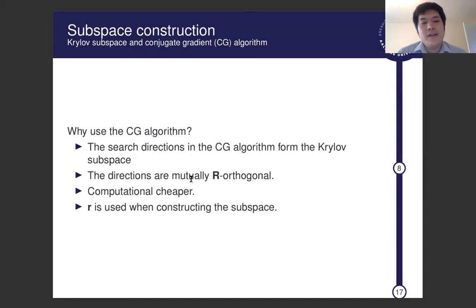In this paper, we are going to use the conjugate gradient algorithm. The reason for using this algorithm is that the search directions in the conjugate gradient algorithm form the Krylov subspace. The second reason is that the directions are mutually R-orthogonal. The third reason is that it's computationally cheaper. The fourth one is that the small r is used when constructing the subspace. That is, we utilize the desired signal statistics.